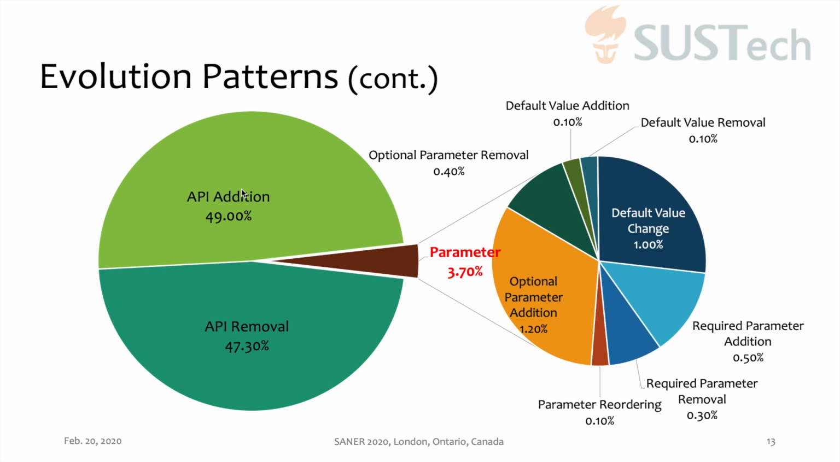By looking at how these evolution patterns distribute, we find that most of them are API addition and removal. Only 4% are related to parameter changes, but there are 8 different patterns in it. Next, my partner Zhao Xu will introduce these patterns and the compatibility issues they cause in detail.